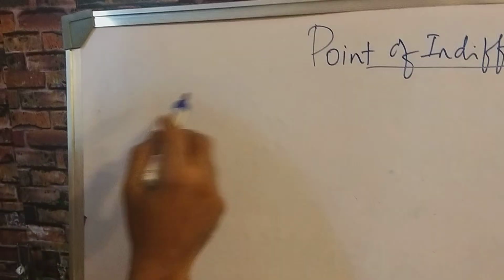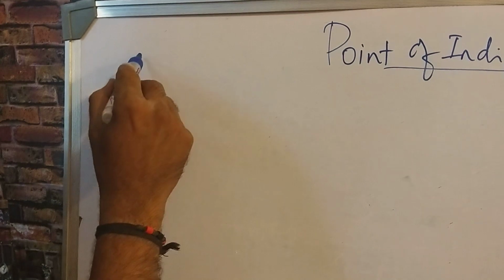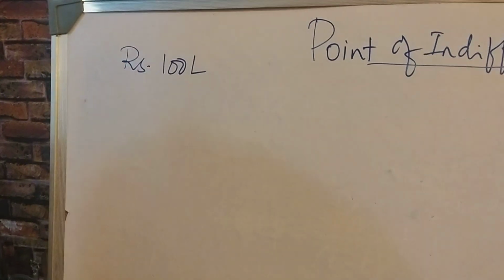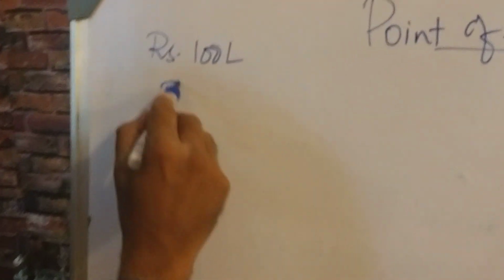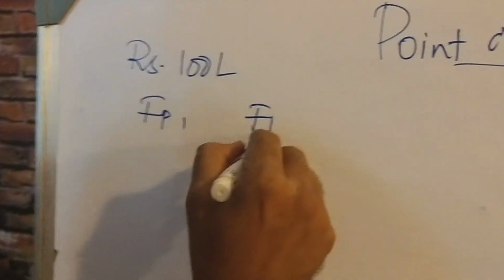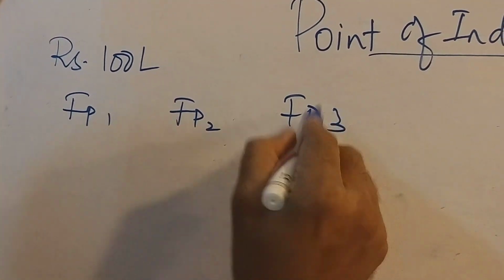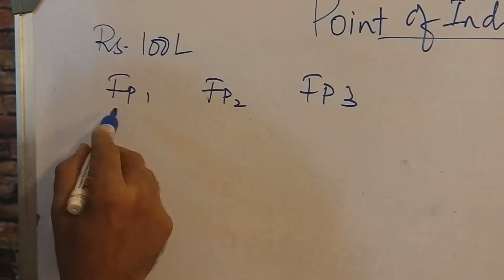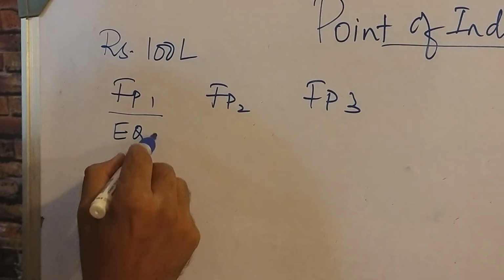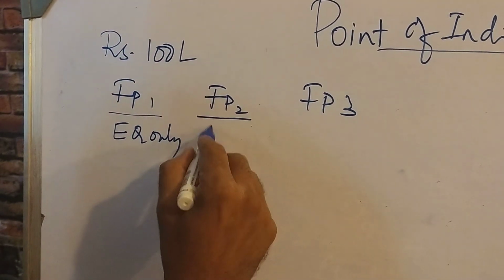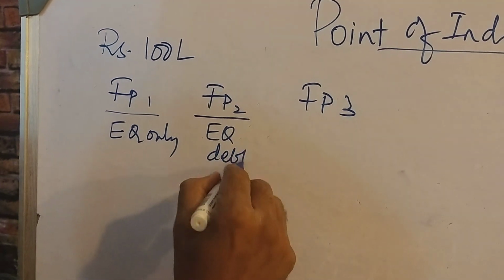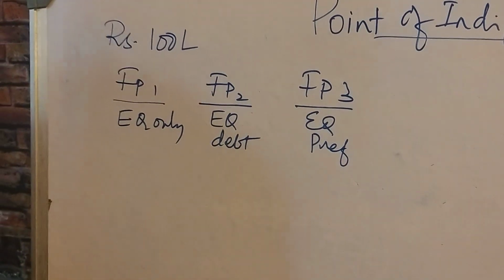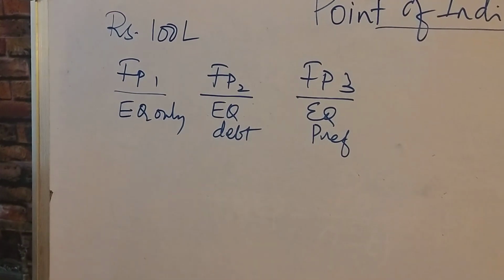Please see the board. Let us say, for example, there is a requirement of a certain amount. Say there is a 100 lakhs requirement by an organization and they have three financial plans: financial plan 1, financial plan 2, and financial plan 3. What we have learned in the earlier videos is that financial plan 1 has equity only, financial plan 2 is a combination of equity and debt, and financial plan 3 is a combination of equity and preference. So these are the three options available: FP1, 2, and 3.